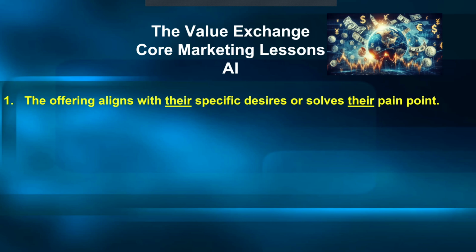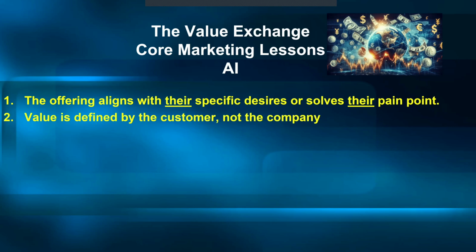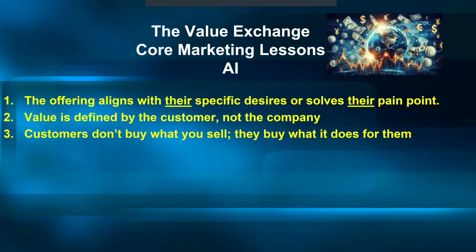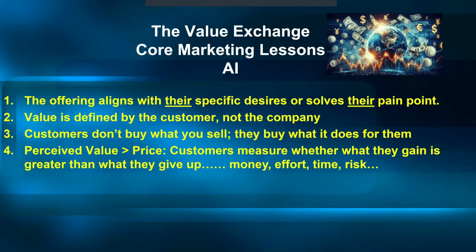Here's what AI says. Number 1: the offering aligns with their specific desires and solves their pain point. And that's what we've been saying from the beginning. Value is defined by the customer, not by the company. Customers don't buy what you sell. They buy what it does for them. Bose sells speakers, but you buy music.